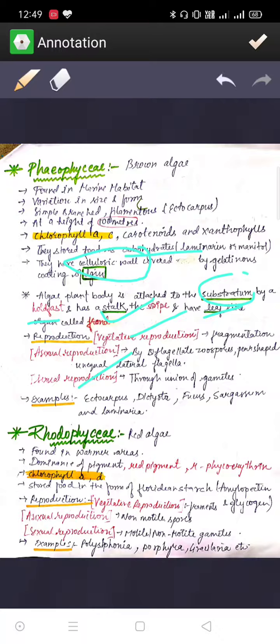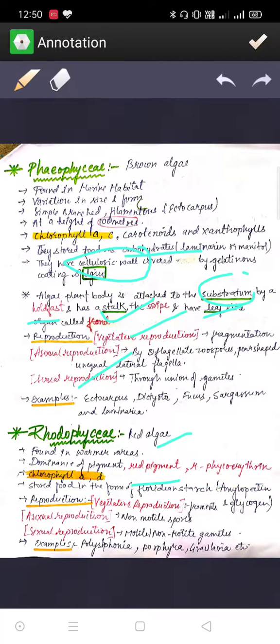What is Rhodophyceae? Rhodophyceae is another type of algae which is red in color, found in warmer areas, having a red pigment, also called phycoerythrin, having chlorophyll A and D, and it stores food in the form of starch, or floridean starch, which is an amylopectin.